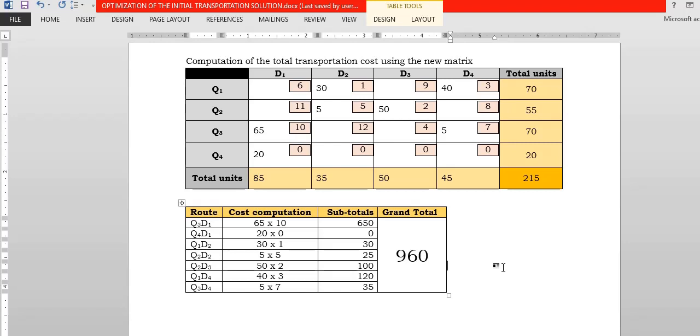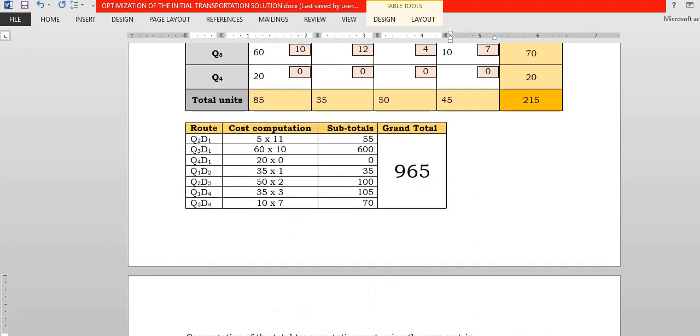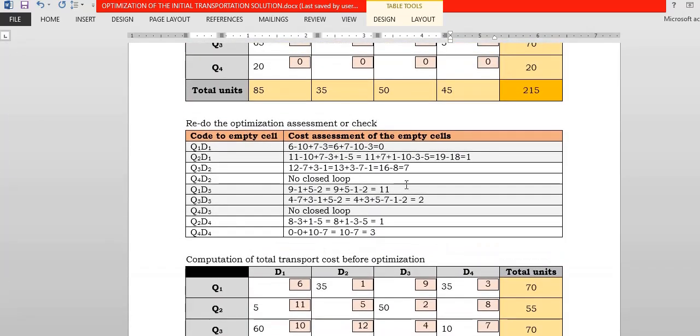In your free time, you can try as many questions as possible, taking the same procedures, the same steps. Remember that this is supposed to be a repetitive process, with the intention of ensuring that by the time you reach the final conclusion, there is no option for you to reduce your costs any further. You are supposed to continue computing the cost assessments of the empty cells so that you end up with negative answers. That's the time when you can say you've reached the optimum level of your computation.